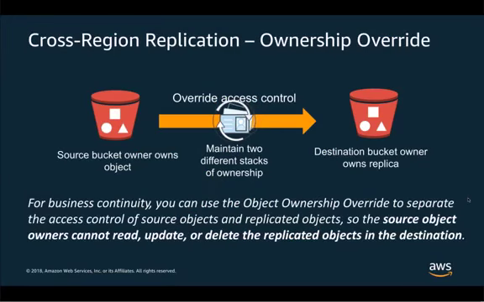With cross-account access, another thing that comes to mind is cross-region replication with ownership override. Cross-region replication enables automatic, asynchronous copying of objects across buckets in different AWS regions. Our customers use CRR for disaster recovery, compliance, and business continuity purposes. For business continuity, you can also use the object ownership override to separate the access control of source objects, which is on the left-hand side, and the destination objects, which are the replicas of those objects.